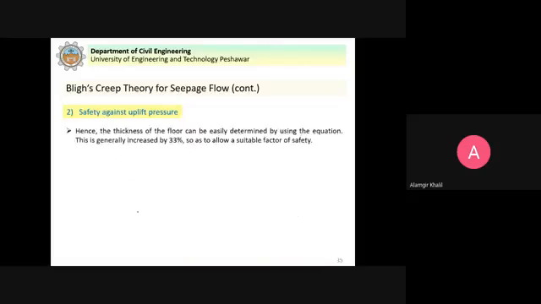So this is the minimum thickness required because this is at equilibrium. Practically the thickness should be greater than this to provide safety. So the thickness of the floor can be easily determined by this equation, and generally increased by 33% to allow a suitable factor of safety. So 4 by 3, 1.333, so 33%. This is multiplied here, and this will then be your T design.